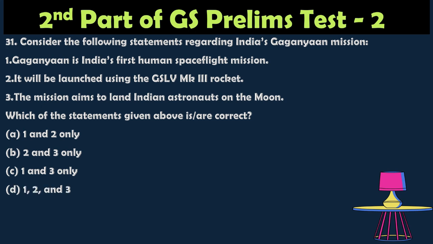The correct answer is 1 and 2 only, because Gaganyaan is India's first human spaceflight mission. The mission will be launched using the GSLV Mk3, also called the LVM3 rocket. So options 1 and 2 are correct. The mission aims to send Indian astronauts only to Earth orbit, not to the moon. So statement 3 is incorrect. So 1 and 2 only are correct.